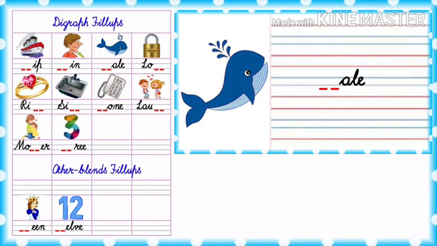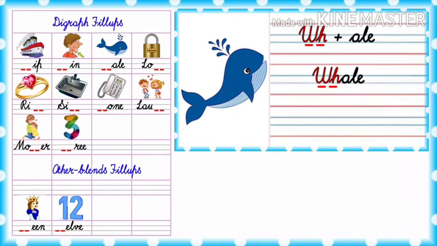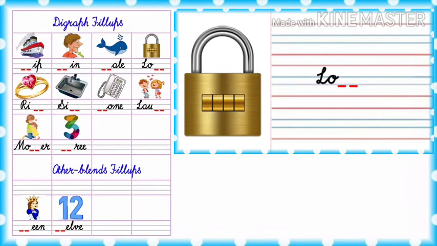Let's see the next picture. Read the word dash ale. Ale is nothing. Which sound is missing? Wh sound is missing. So fill the correct digraph WH and make the meaningful word whale. Whale.